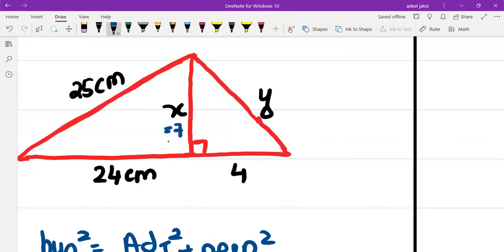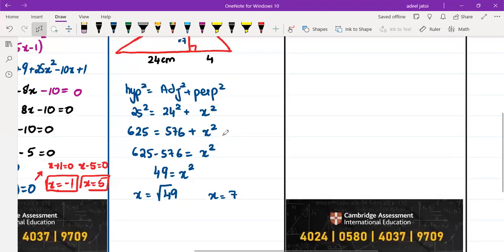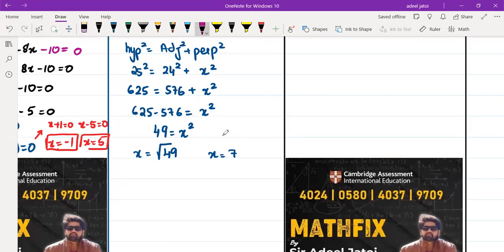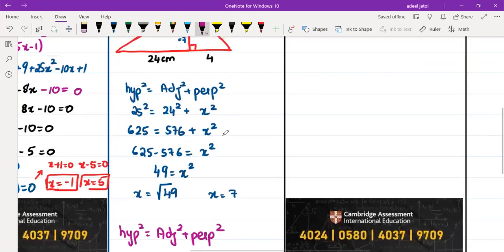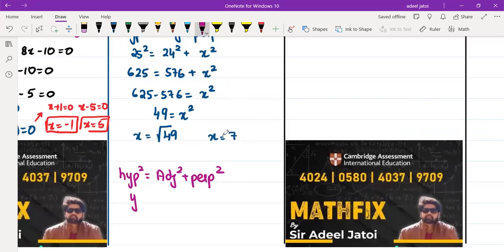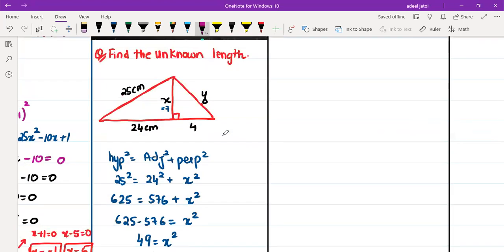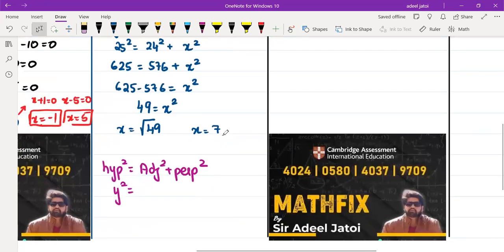Now, since we know this is a right angle triangle as well, and in this right angle triangle, two sides are given. One is 4, the other one we just found out that is 7. Now, what is required? Hypotenuse is required, and hypotenuse basically was missing in the initial phase. So, can we just say that the formula remains the same again? This is hypotenuse square is equal to adjacent square plus perpendicular square. Now, hypotenuse was missing, this becomes y square. Adjacent is 4 square plus perpendicular is 7 square.